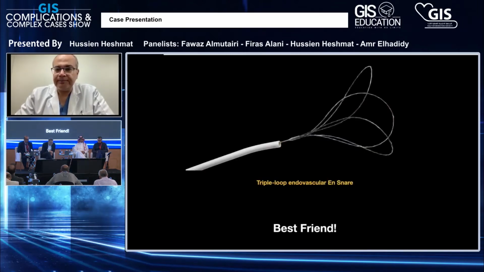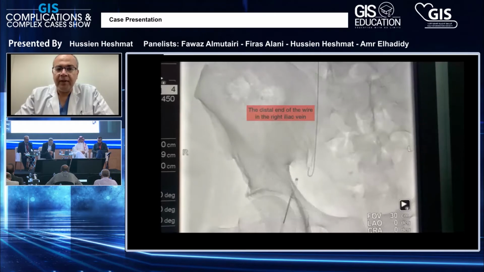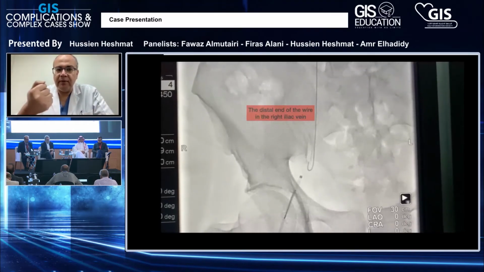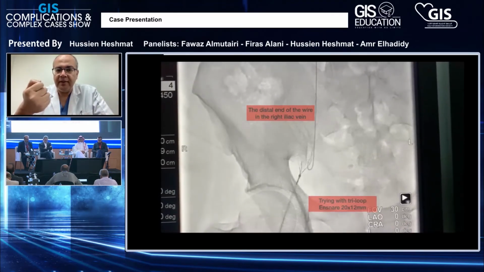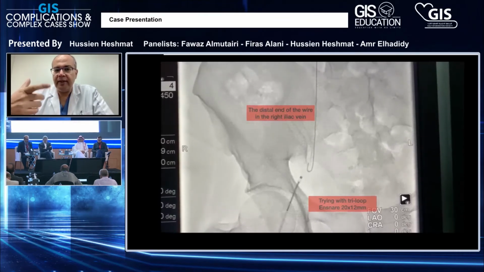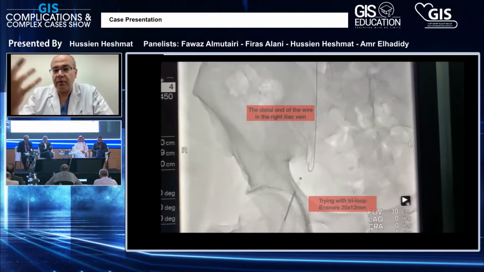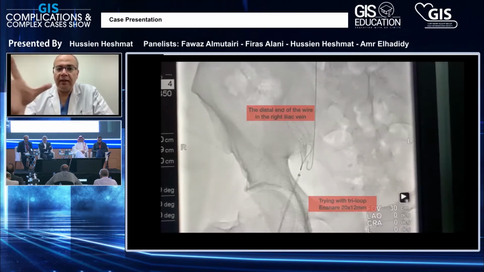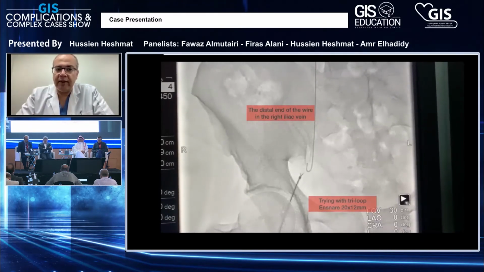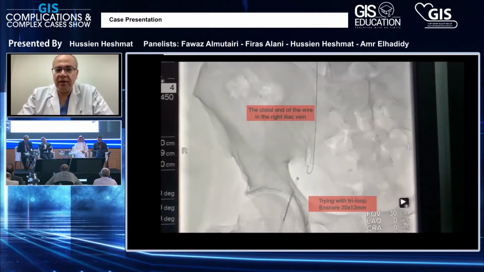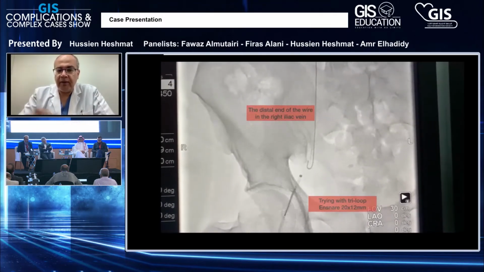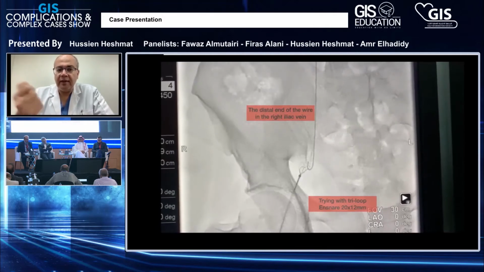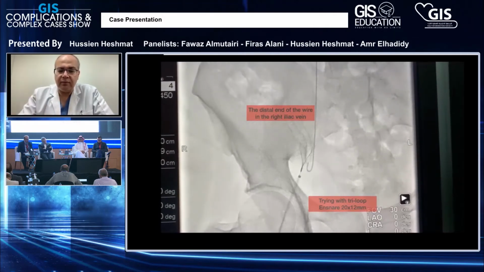So what we did, we got the triple loop Ensnare, and we tried to catch it first from below, from the femoral vein aspect. It was a 20mm snare, but probably because his vein was big, and for some reason, maybe it was in a branch, I don't know, we were unable to catch any part of the wire. The distal end, the J wire, was completely out of reach, even though it seemed very close. We tried to manipulate the snare, but it didn't work.